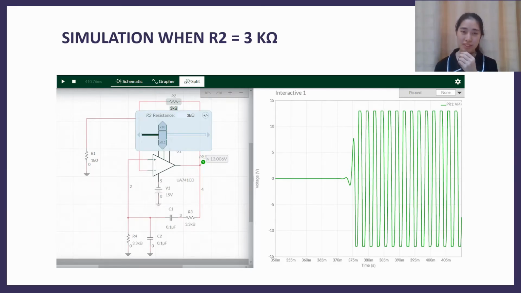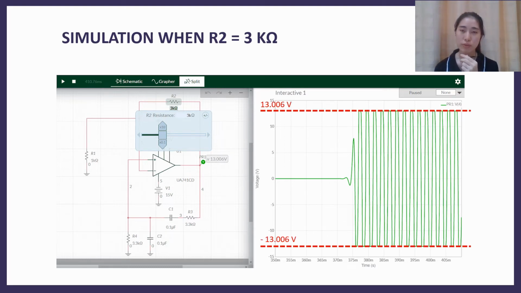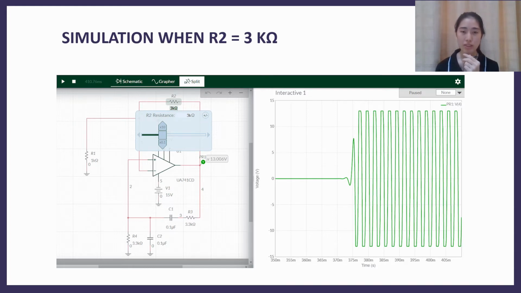Hello, my name is Wenchen. So I'm going to continue to explain the output waveform when R2 is increased to 3 kilo ohms and then decreased to 2 kilo ohms and 1 kilo ohm again. First we see the graph of output voltage when R2 is 3 kilo ohms. We can see that the amplitude of the voltage output is increased to about 13 volts and the time taken for one oscillation is 2.383 milliseconds.